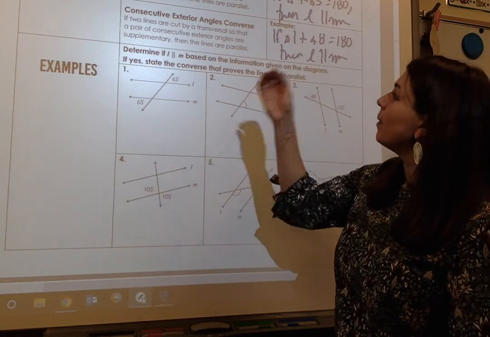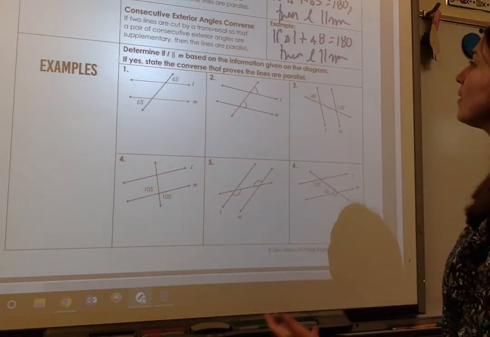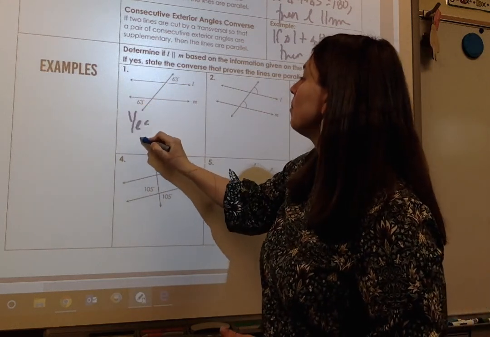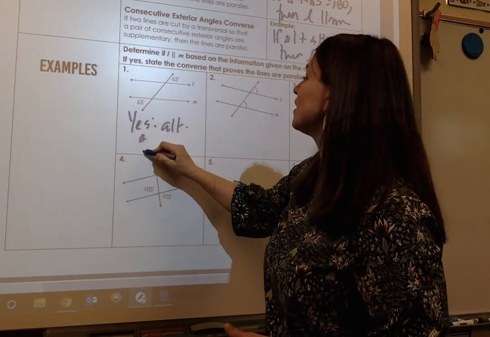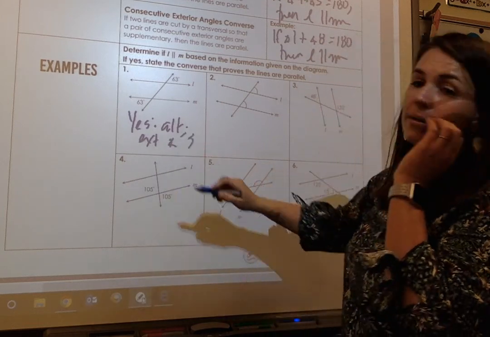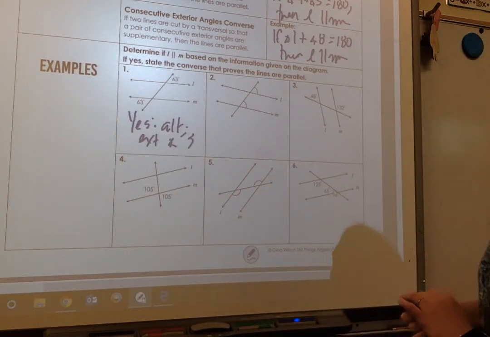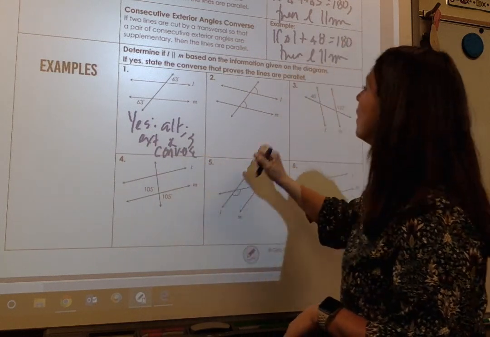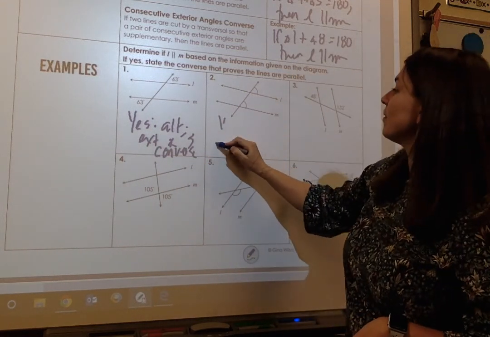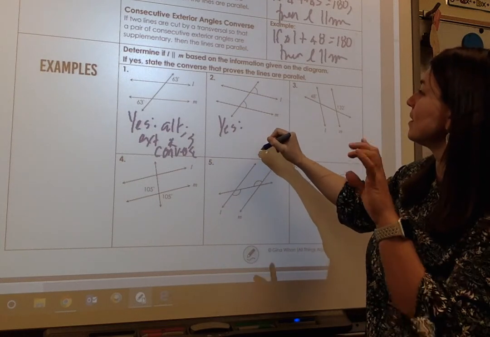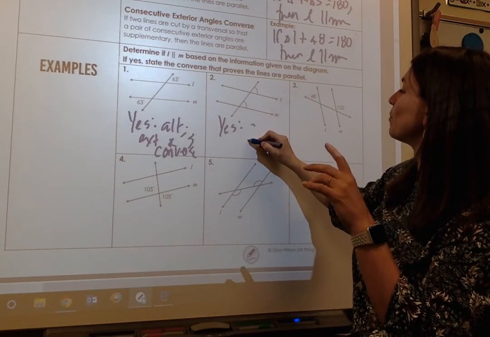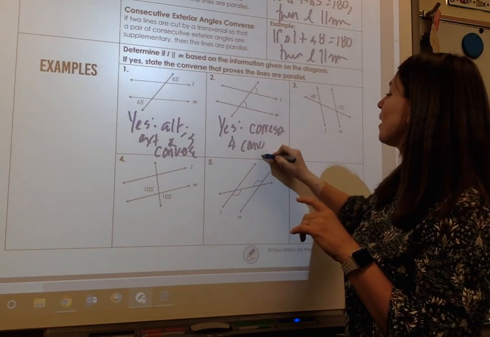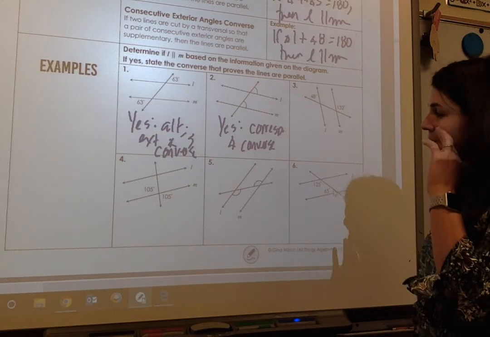So determine if L and M are parallel based on the information given. Well, yes, they are parallel because of alternating exterior angles. Okay, so that's what it's asking you to do here. Alternate exterior angles converse. We have to put that in there. Yes, they are parallel because this is corresponding angles converse. And notice I'm abbreviating, you cannot.